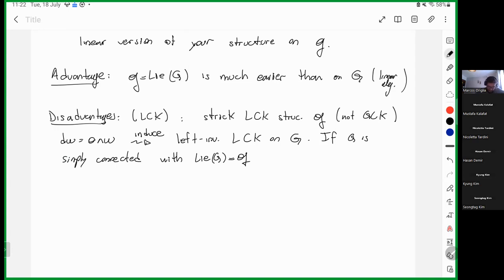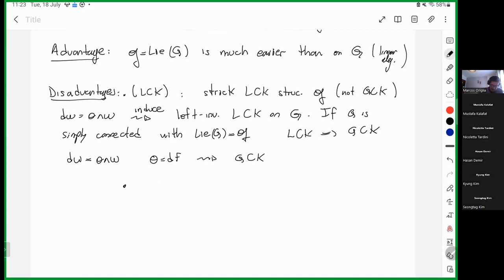the problem is if G is simply connected, then the LCK structure is actually global. If you remember from yesterday, when we defined the condition of being LCK, we said, okay, if theta is exact, then this is actually a globally conformally Kähler structure. And this is the case if G is simply connected. So we lost our strictness property. So that's a real disadvantage of taking these simply connected Lie groups. And a possible other disadvantage is that sometimes you want compact examples.